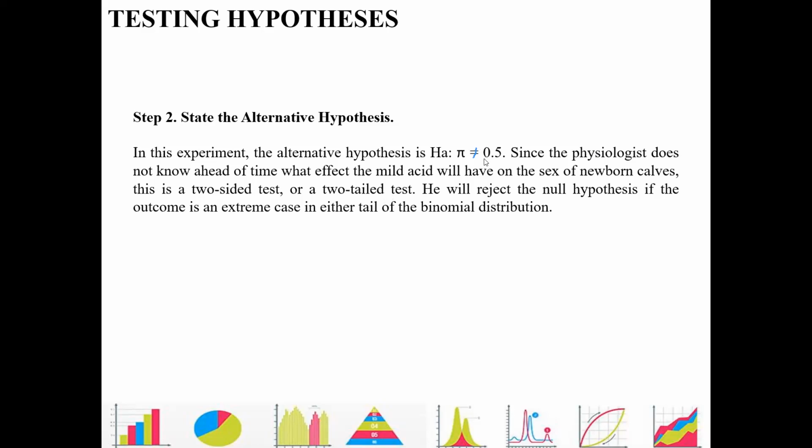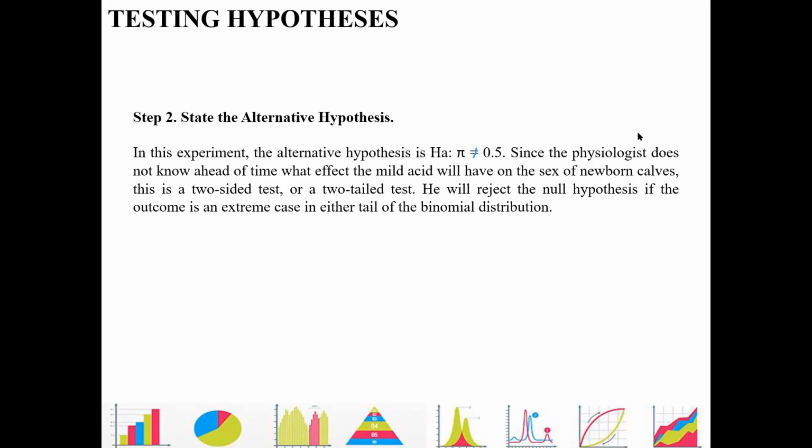Kung one-sided kasi yan, bakit ito naging two-tailed test? Unang-una, kasi hindi mo alam kung ano ang epekto nung ilalagay mong acid dun sa semen ng baka. Hindi mo alam kung magkakaroon siya ng effect in terms of mas tataas pa ang babae na sanggol o yung calf, or mas madami yung lalaki na calf ang epekto. Kaya two-tailed test ang ginamit.